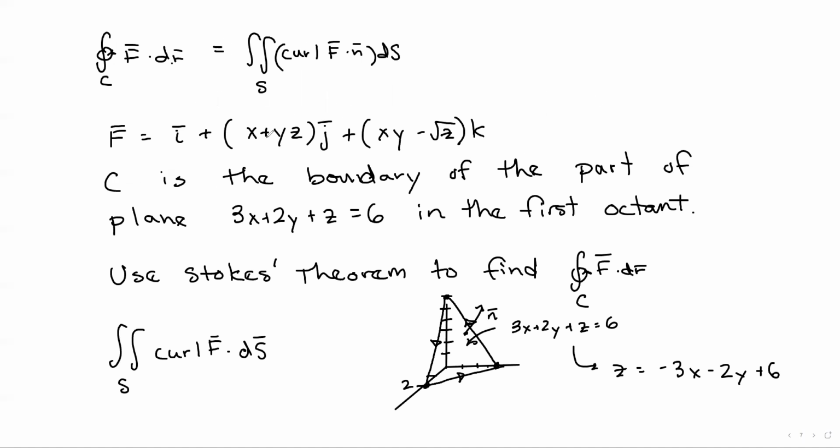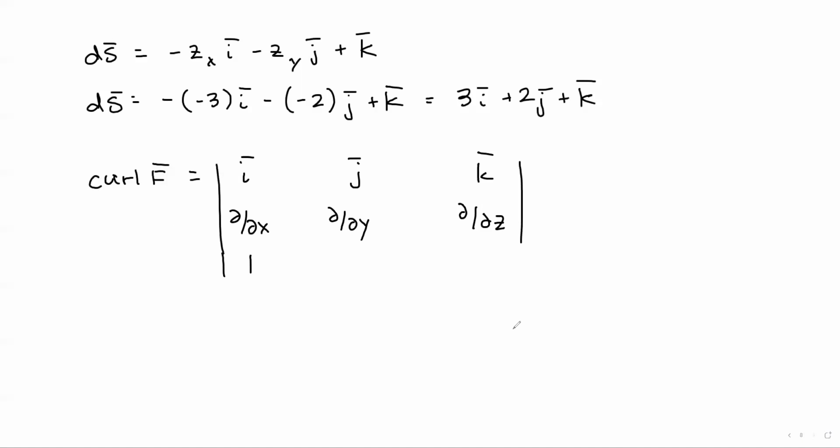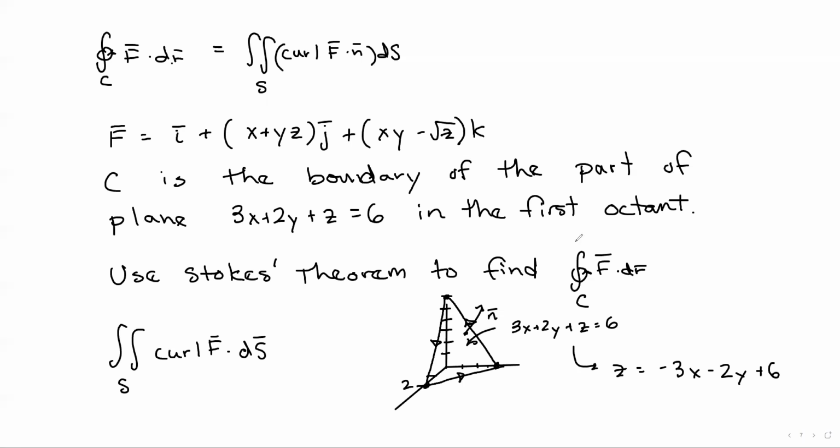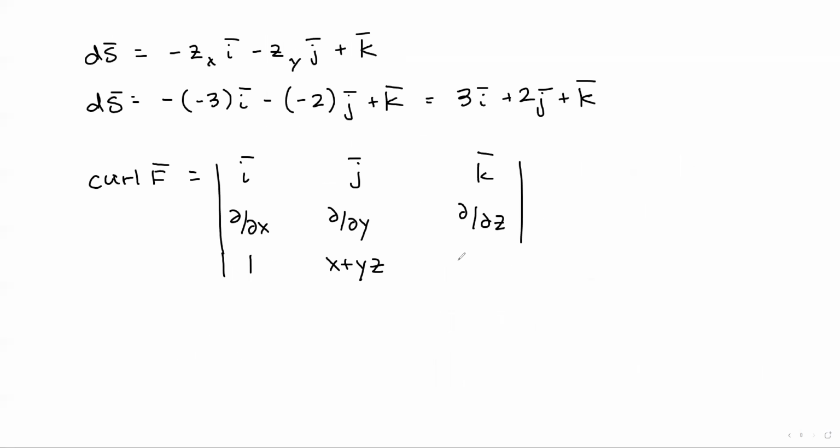And then we've got x plus yz. And then for k, we have xy minus root z. All right, and then we can go through and calculate those. So we've got i, that's going to be the partial with respect to y of xy minus root z, which is x, minus the partial of x plus yz with respect to z.